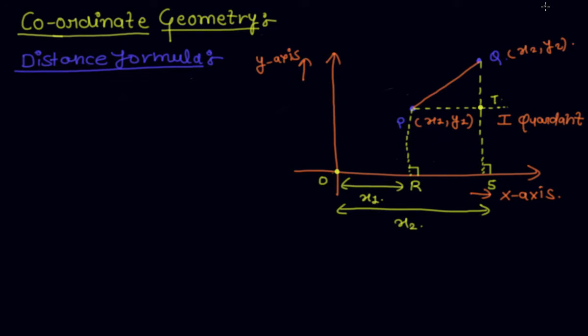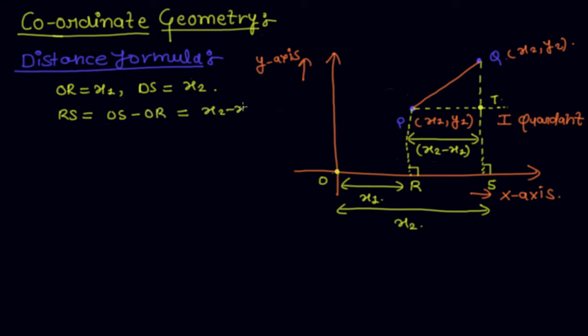Now I find RS. So the RS is x2 minus x1. Just subtract OS minus OR. So OR equal to x1, OS equal to x2. So the RS equal to OS minus OR, which is equal to x2 minus x1.